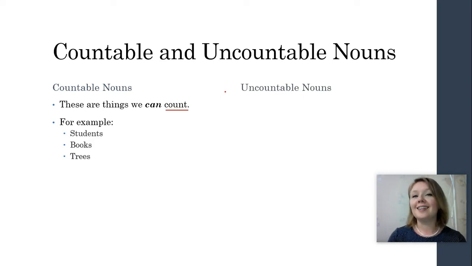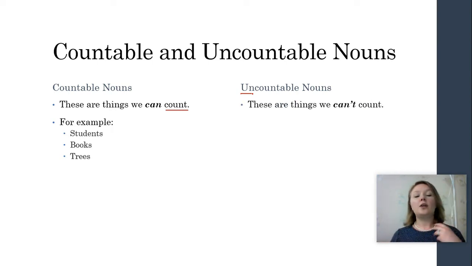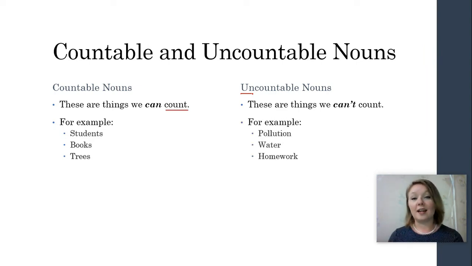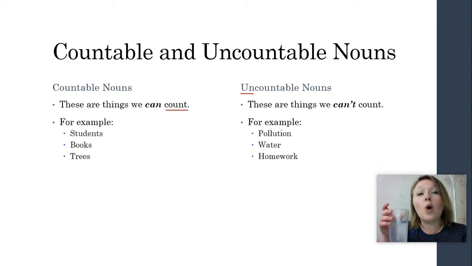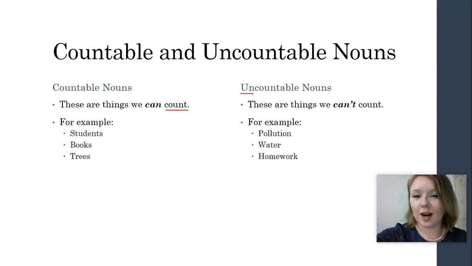Now let's look at uncountable nouns. Remember, anytime we start a word with un, it means not, right? So these are things we can't count. We cannot say, oh, one of those, two of those, 10 of those. So these include words like pollution, water, and homework. I can't say, oh, there are 25 pollution today, or I have 11 water in my glass. No, just I have some water, I have a lot of water, right?